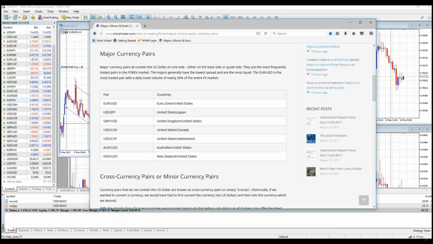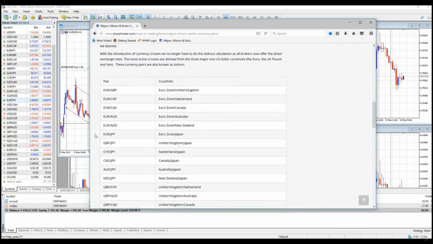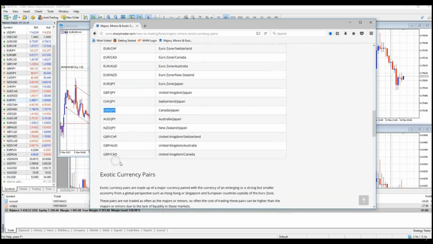In this lecture, I'll explain the difference between trading the majors, minors, and exotics. Now, the majors are all made up of the US dollar on either the base side or the quote side. So these are all of the major pairs. Minors do not contain the US dollar. So it's anything from Euro pound to CAD yen.